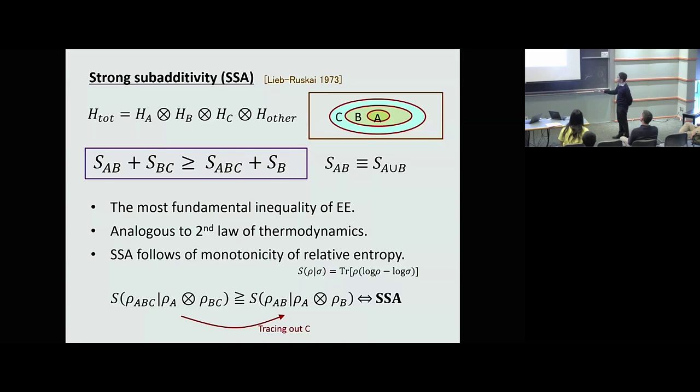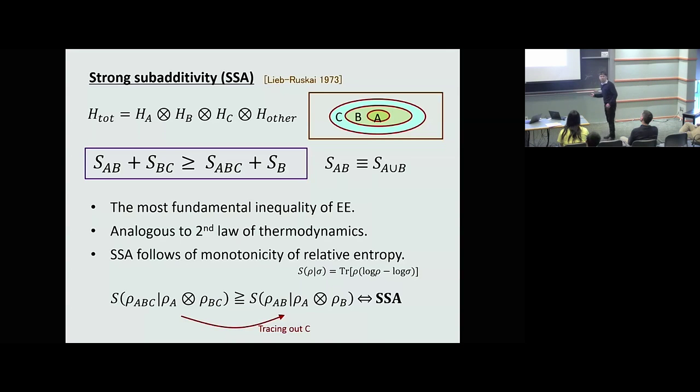And it satisfies monotonicity when we coarse-grain some information. For example, if we trace out C, we can consider this combination, rho_ABC and rho_A times rho_BC. If we trace out C, it just becomes rho_AB, and this becomes rho_A times rho_B. And this inequality just follows from monotonicity of relative entropy. This is mathematically equivalent to this statement. So this is strong subadditivity.